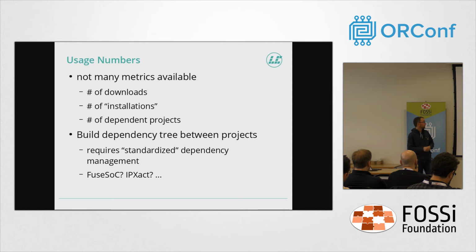So you can go for a number of downloads, which is a very weird and not very helpful proxy metric. You can go for a number of installations, and I think that doesn't exist. You can go for a number of dependent projects, which is a great metric, but as I said, we don't have that information available yet. So we look at how we can get this information and how we can improve the state that we're in right now.